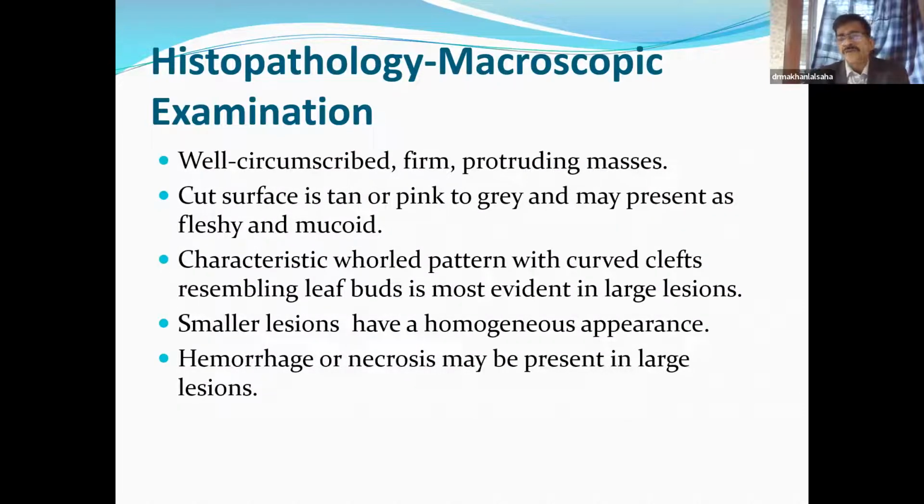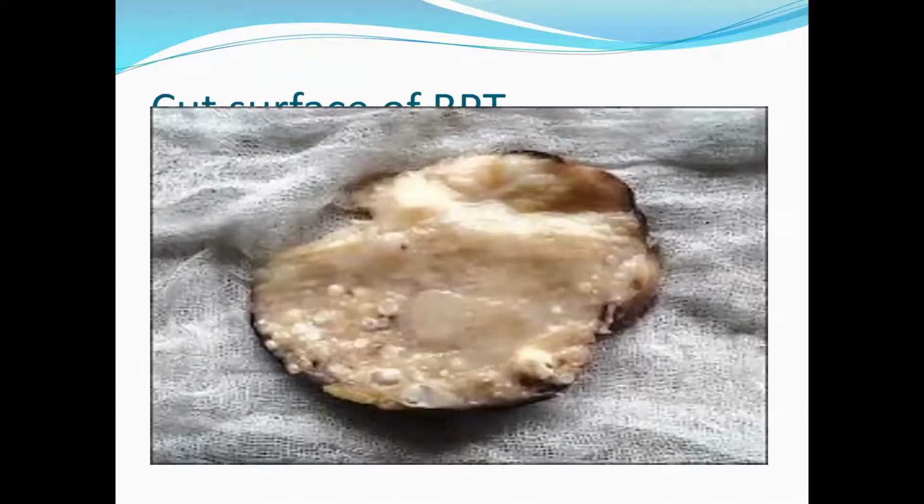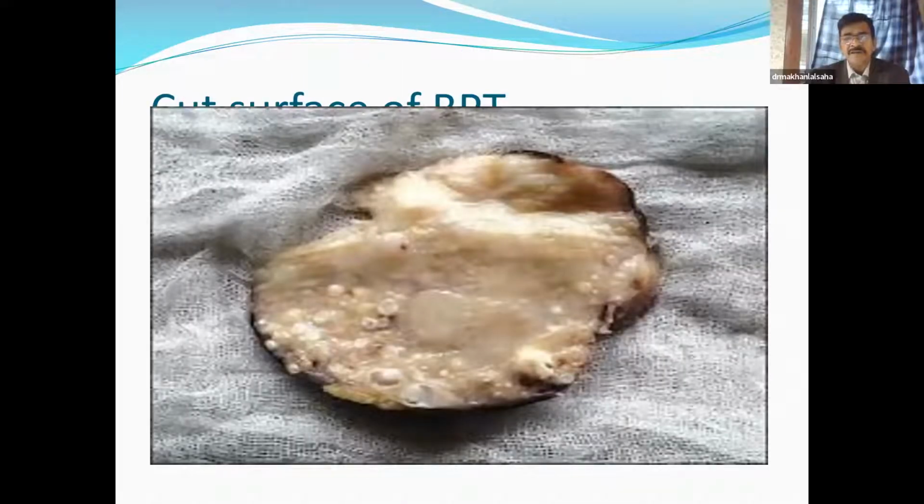Macroscopic appearance of this tumor. These are usually well circumscribed, firm, protruding masses in the breast. The cut surface appears tan or pink to gray and may present as fleshy and mucoid. This has a characteristic whorl pattern with curved clefts inside, resembling leaf buds in most of the large lesions. Smaller lesions may have a homogeneous appearance. Hemorrhage or necrosis may be present in large lesions. So these are the usual cut surface of a Phyllodes tumor, where you can see it may be either homogeneous or a variegated lesion with a very circumscribed border.